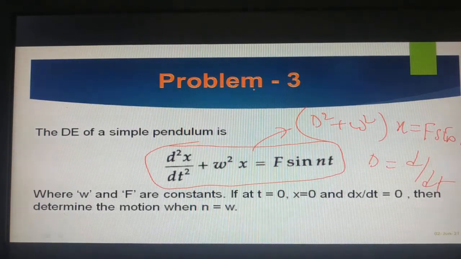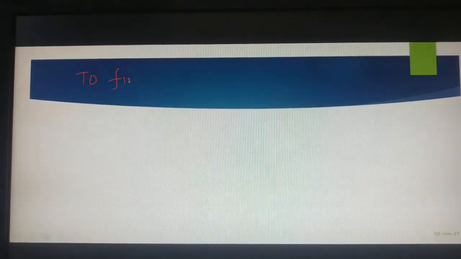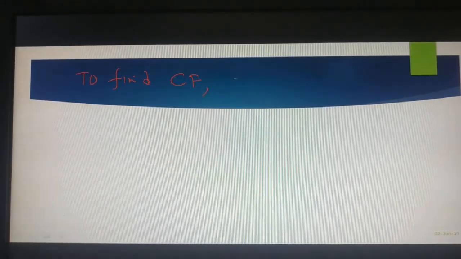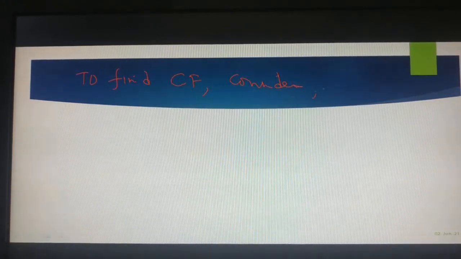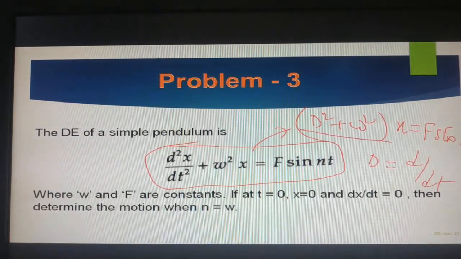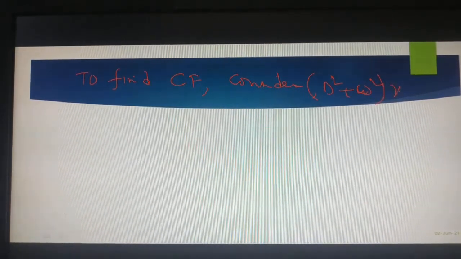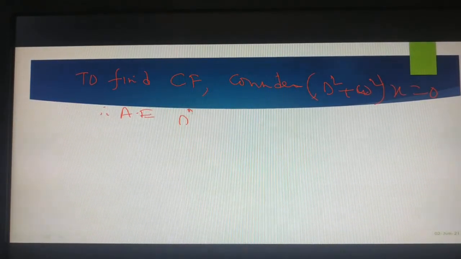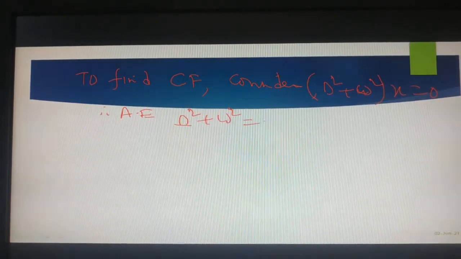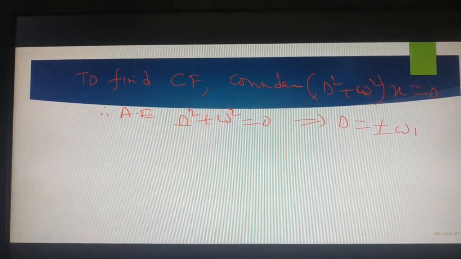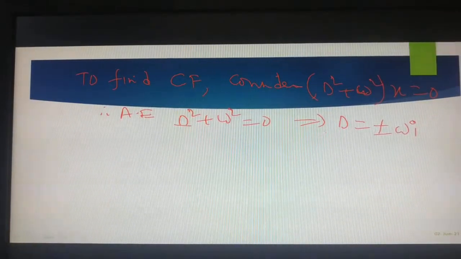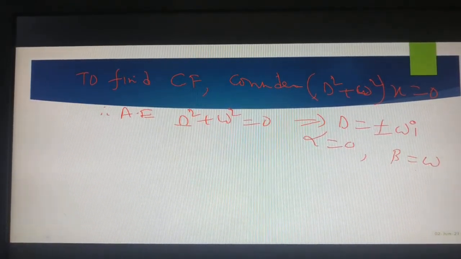Okay. So now how can we go ahead? We'll solve it. To find the complementary function, we have to consider only the left hand side, D square plus omega square into x is equal to 0. So what is your auxiliary equation here? D square plus w square is equal to 0. This will be D is equal to plus or minus omega i. So alpha value is 0, beta value is omega here.